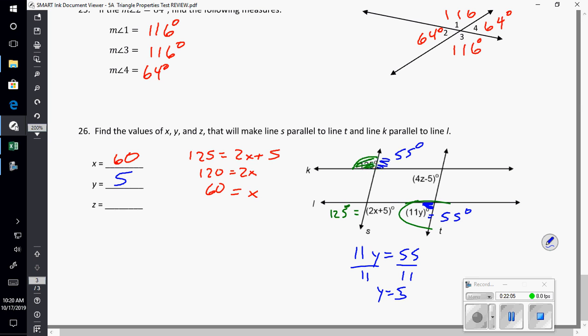And z is also a 55 degree, there's also an expression inside a 55 degree angle. So 4z minus 5 is 55. Add 5 to both sides. 4z is 60. Divide by 4.